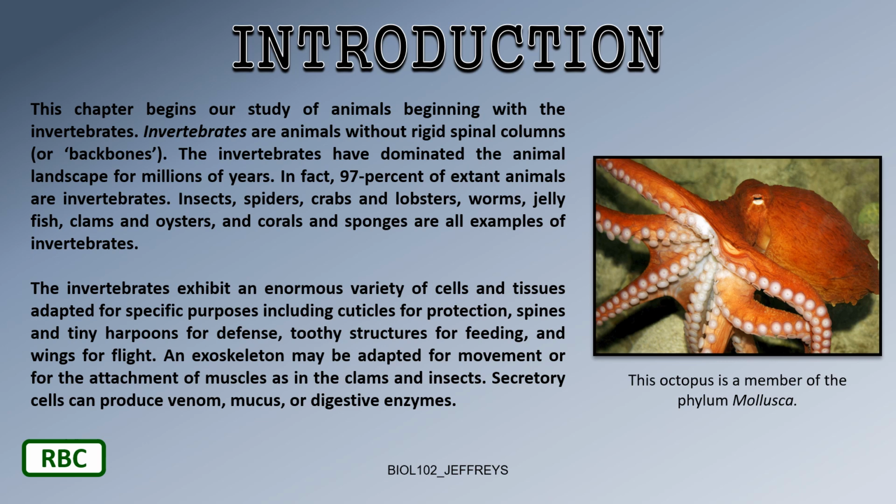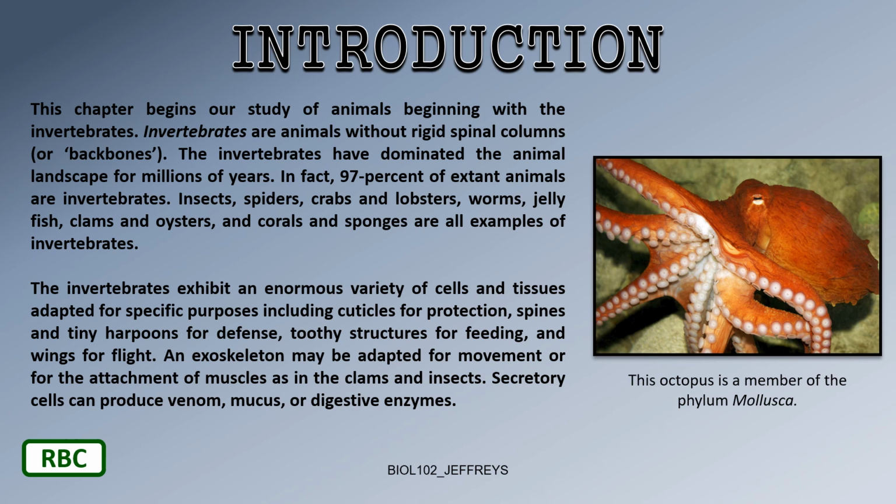The invertebrates have dominated the animal landscape for millions of years. In fact, 97% of extant animals, that's living animals, 97% of the animals on the planet today are invertebrates. That includes insects, spiders, crabs and lobsters, worms, jellyfish, we call them sea jellies, clams and oysters and corals and sea sponges, all examples of invertebrates.